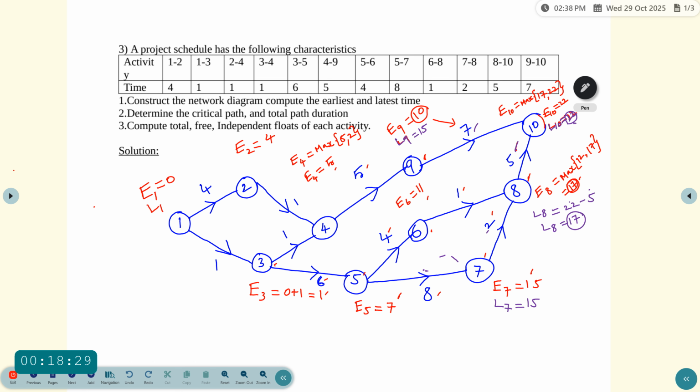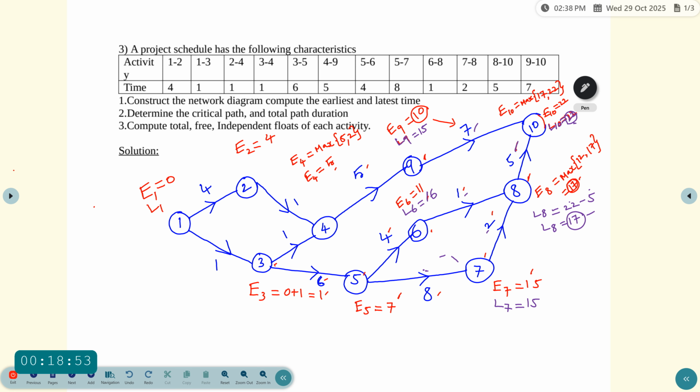So next event, which is 6. So L6 equal to, it will come from 8, the value for L8, which is equal to 17, and then subtract the duration, which is 1. So 17 minus 1 is equal to 16.